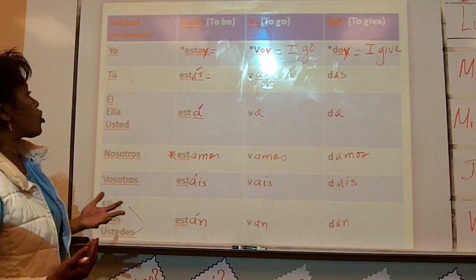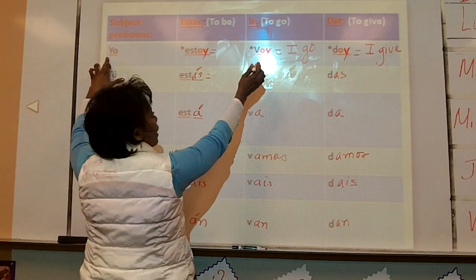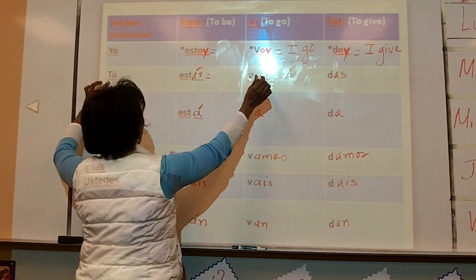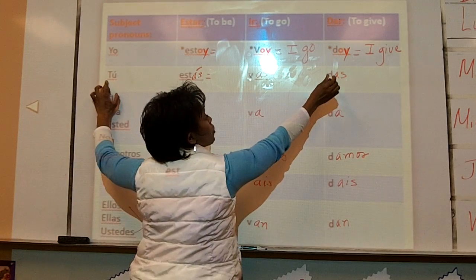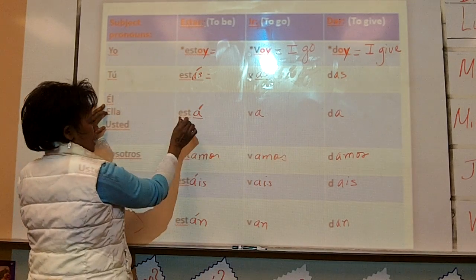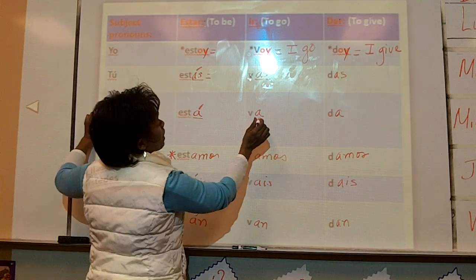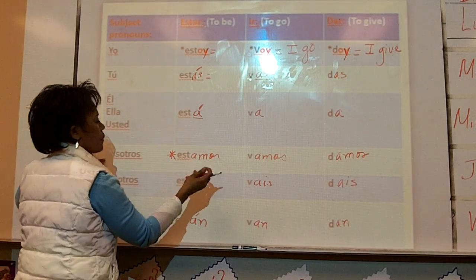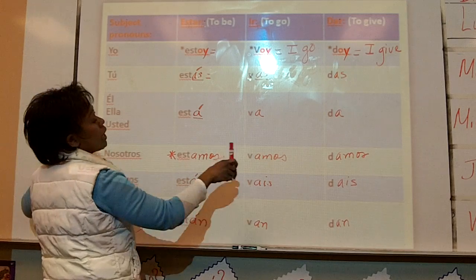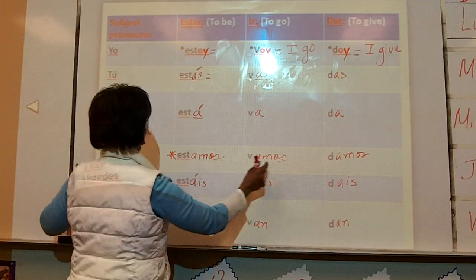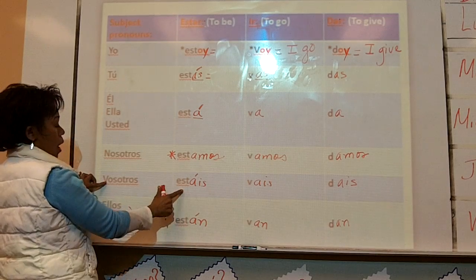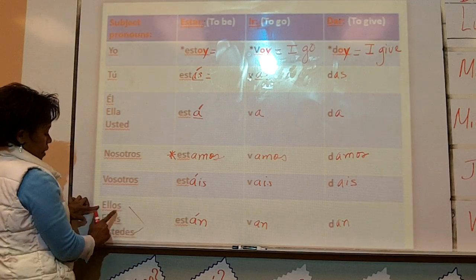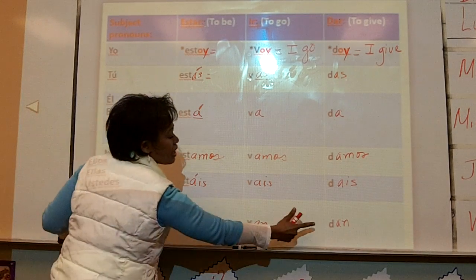What does it all mean in English? I am, I go, I give. You are, you go, and you give. He or she is, he or she goes, he or she gives. We are, there's an S here. We go and we give. You all are, you all go and you all give. They are, they go and they give.